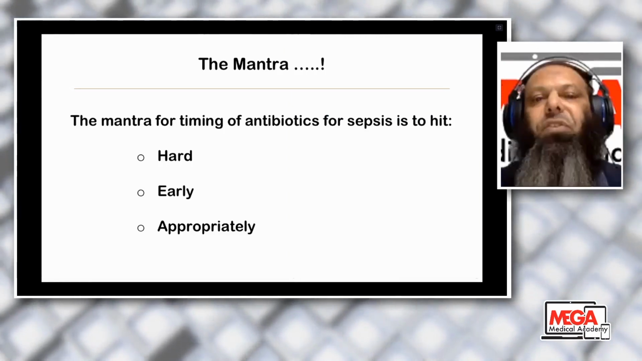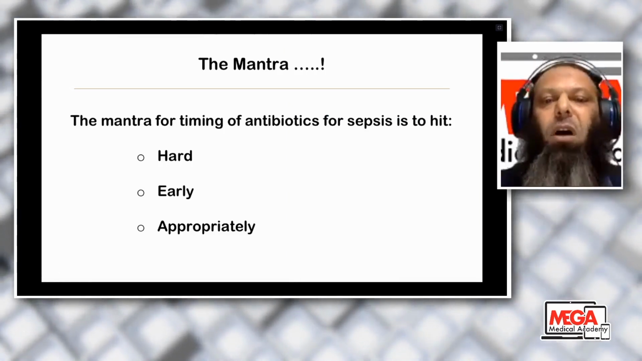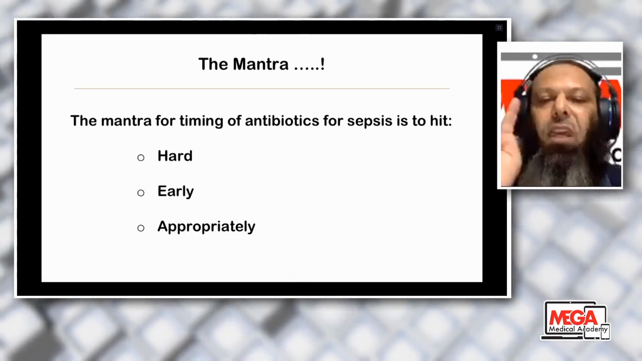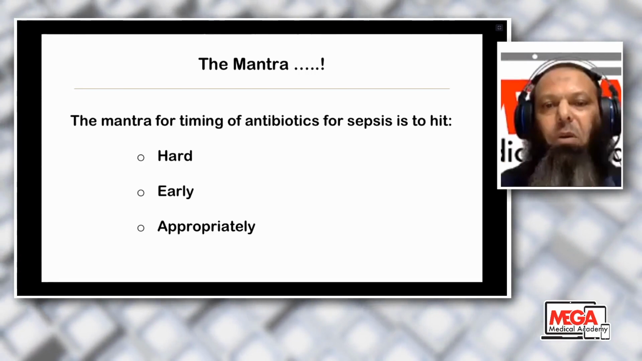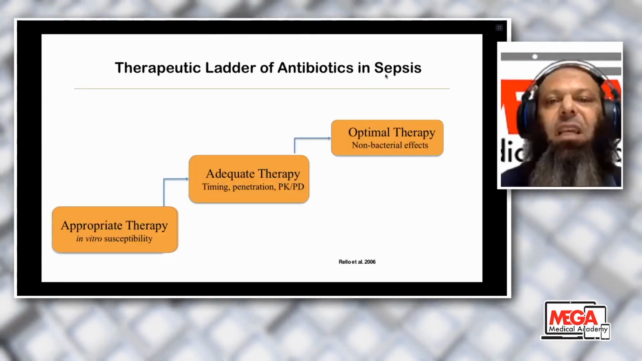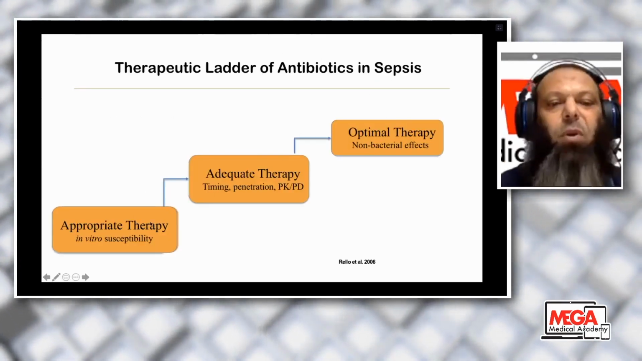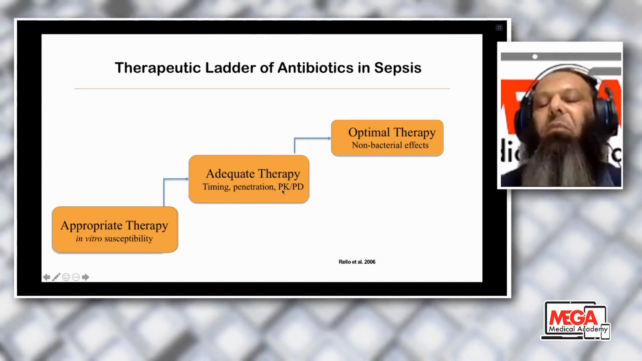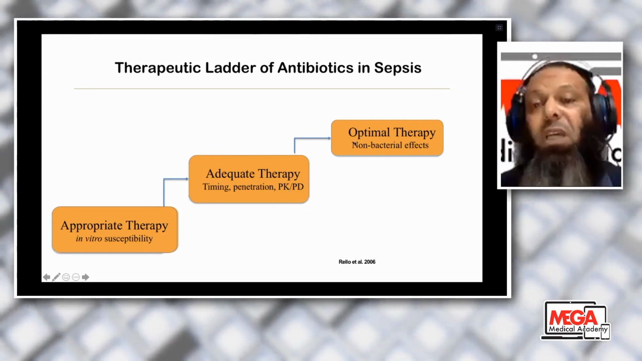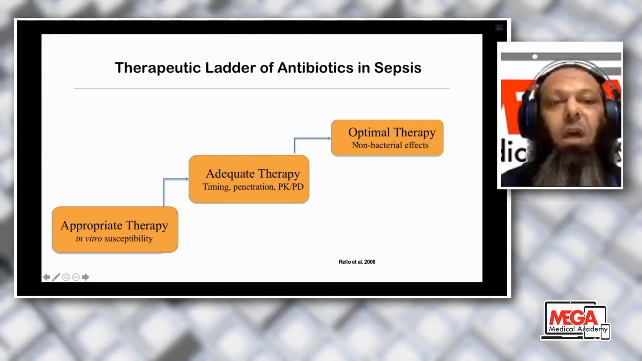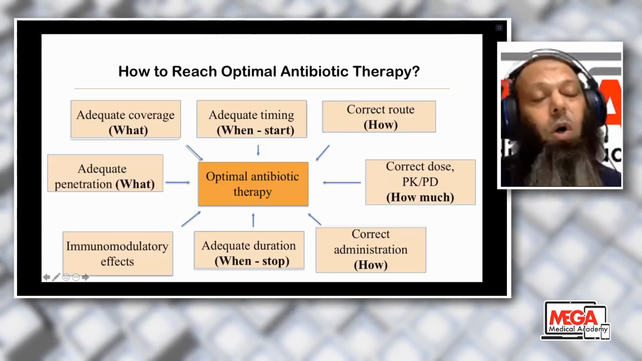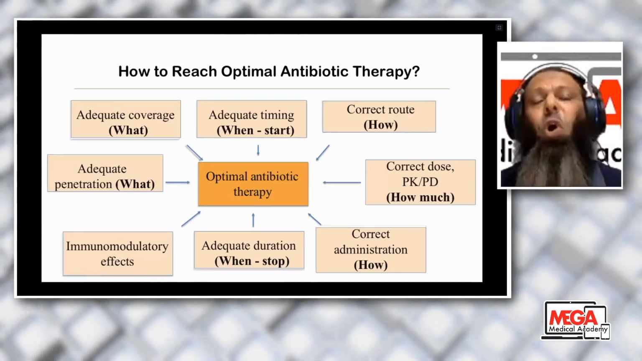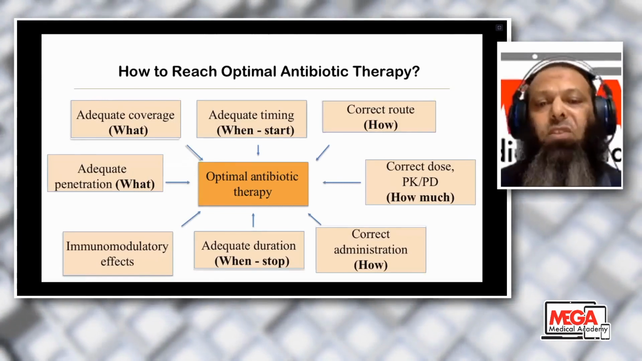And remember the mantra for timing of antibiotics for sepsis: hit 3, hard, early, and appropriately. And this is the therapeutic ladder of antibiotics in sepsis: the appropriate therapy, the adequate therapy using the timing, the penetration, the pharmacokinetics and pharmacodynamics, and the optimal therapy. Then how to reach the optimal antibiotic therapy? Through when, what, and how.